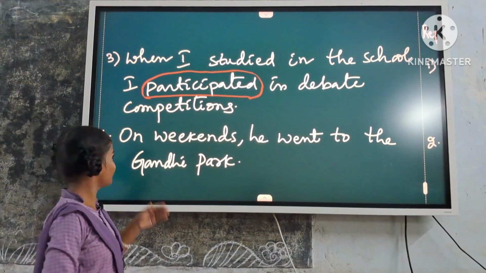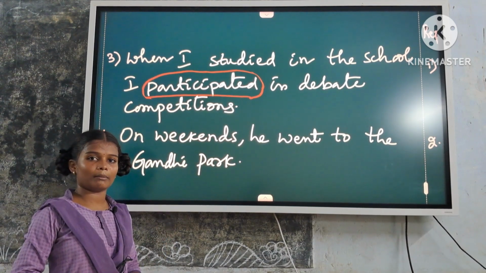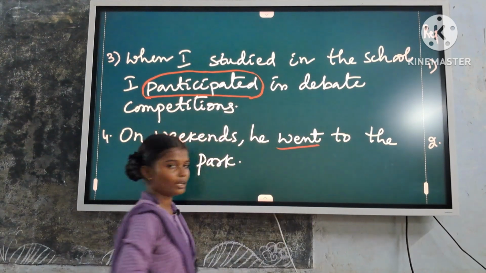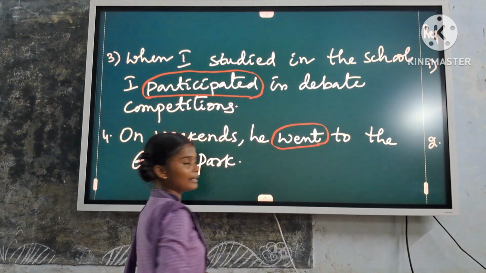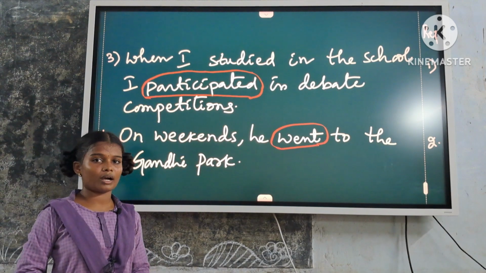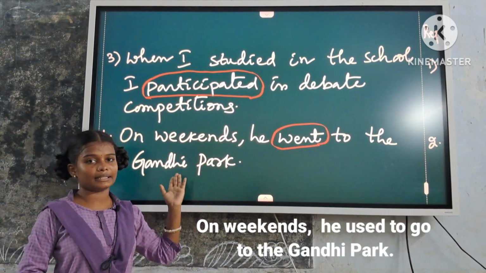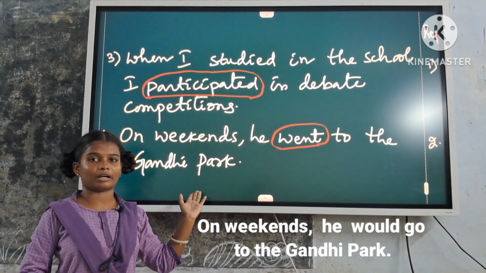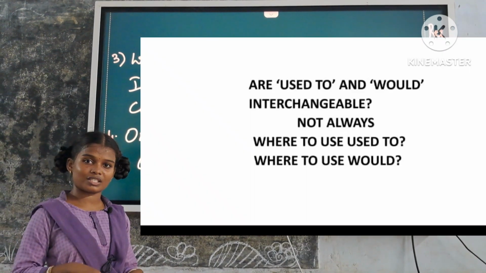Fourth example. On weekends, he went to the Gandhi Park. Here, the verb in the main clause is went. Round it off. Replace it with used to plus go or would plus go. Now the answer is, on weekends he used to go to the Gandhi Park, or on weekends he would go to the Gandhi Park.